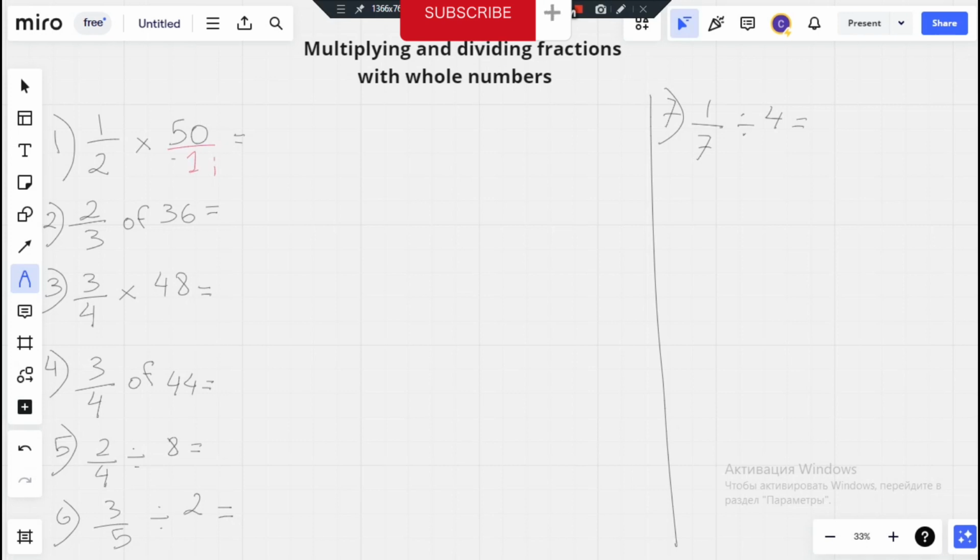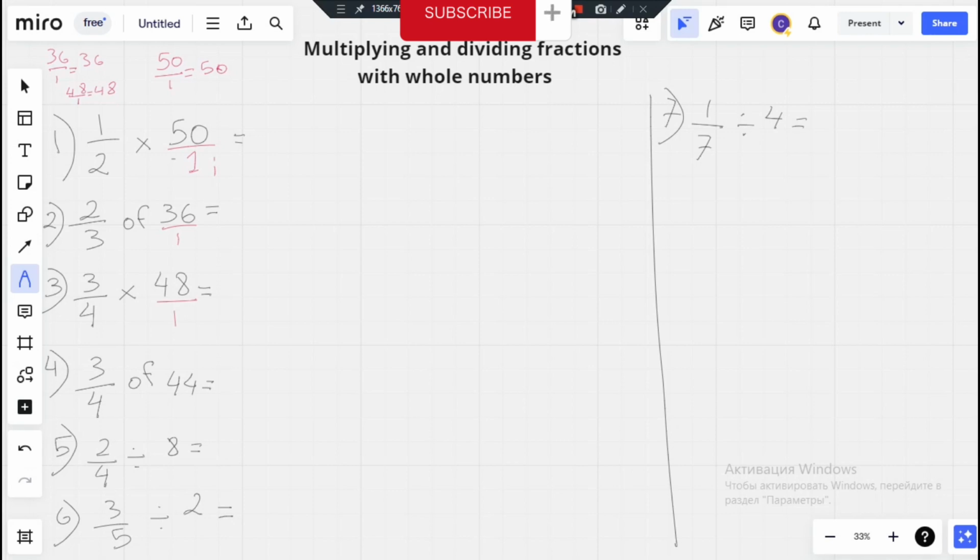Because 50 over 1 equals what? Equals 50. So it's basically the same thing. 36, how do we turn it into a fraction? We just do over 1. 48, how do we turn it into a fraction? We do over 1. Because as we said, 36 over 1 is the same as 36, and 48 over 1 is the same as 48. So it's the same thing, but as a fraction. Now, moving on.